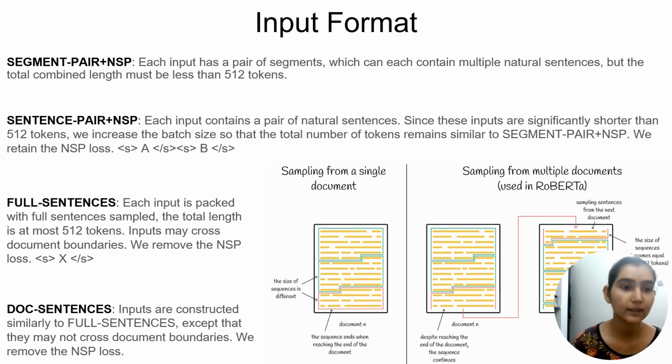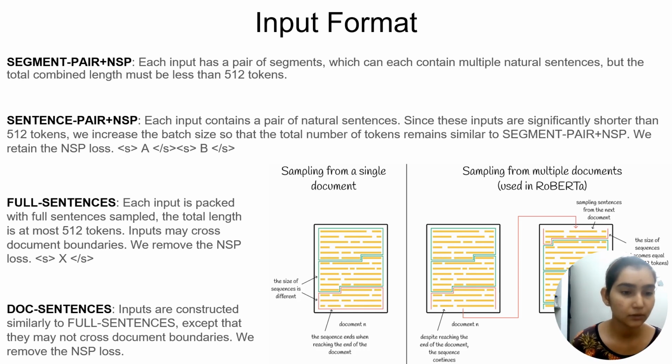The second one is sentence pair. So we take a pair of sentences whose length shouldn't exceed 512 tokens, but in this case the length is significantly shorter than 512, so we increase the batch size so that the total number of tokens remains similar to segment pair. In this case also we retain the NSP loss.